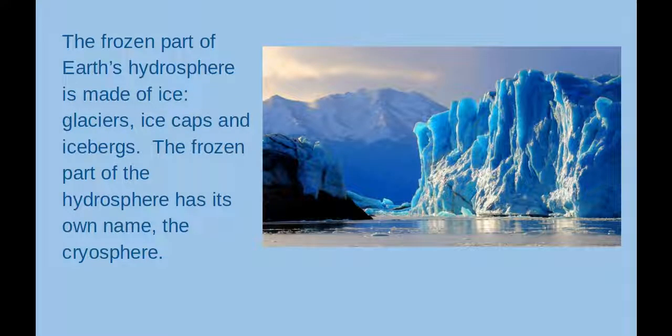The frozen part of Earth's hydrosphere is made of ice, glaciers, ice caps, and icebergs. The frozen part of the hydrosphere has its own name, the cryosphere.